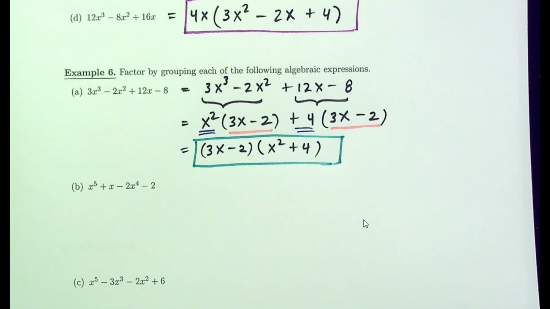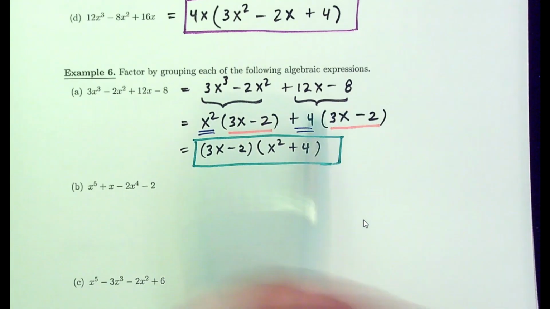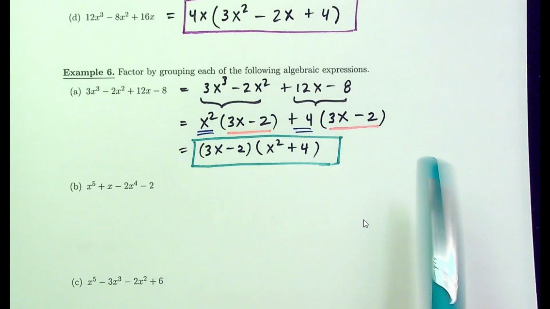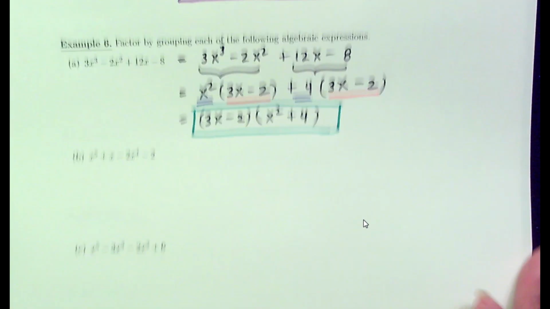You take them in pairs, you do the GCF for each pair, and then if you did everything right and the polynomial factors, this is going to be repeated. Then you pull it out, write it in the front, and then write the leftover here. That's going to be the next factor. And that's it.